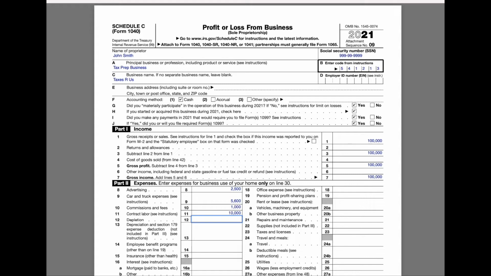Line 13, depreciation and Section 179 expense. Depreciation gets complicated very quickly, so it's definitely worth it to have someone assist you with this part. Depreciation is simply the annual deduction allowed to recover the cost of property having a useful life beyond the tax year. It essentially allows you to expense large purchases over time instead of all at once. In our example, we had $2,500 of depreciation.